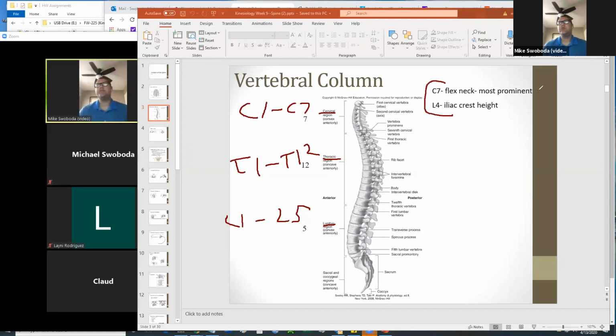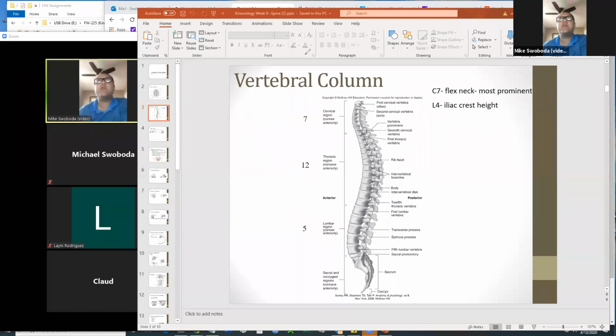Now, here are two little bits of information that are going to help you, and I'm going to go over this again when we get to the actual lab portion. C7, where you flex your neck, you're going to see the most prominent. So if I flex my neck and feel down the back of my neck, where I feel a big bump, that first big bump, that's C7. That's the end of my neck. It's going to be roughly a little bit above shoulder height. And L4 is going to be your iliac crest. So where your hip bone is, if you went straight behind you to the middle of your back, that would be L4. Then just below that would be L5.